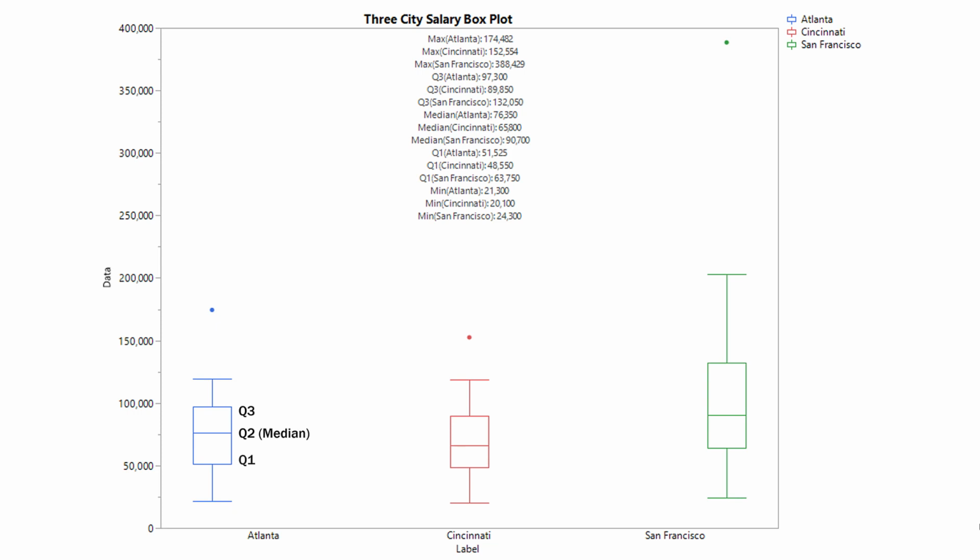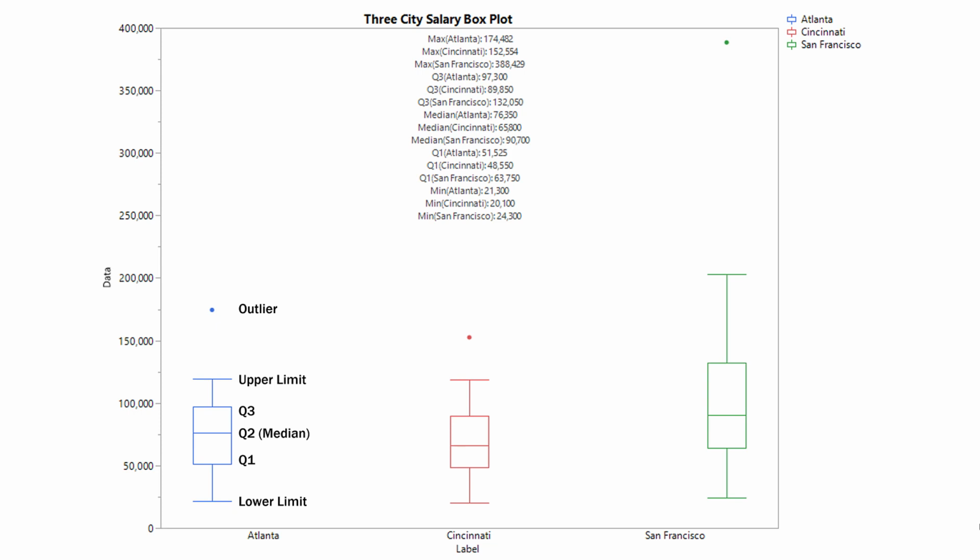Again, before, when we looked at our salary data, the salary data is actually comprised of salaries in three different cities: Atlanta, Cincinnati, and San Francisco. When we did our box plots for each individual city, we can see where the median falls for each city, where the first and third quartile fall for each city, and of course, any outliers. If we take a step back and look at this, we can see that Atlanta, over here on the left, and Cincinnati, in the center, are very similar. The medians, the quartiles, and even the outliers are kind of in the same area.